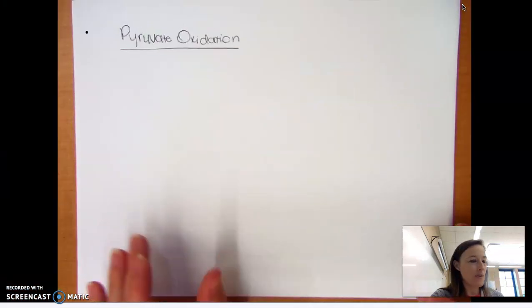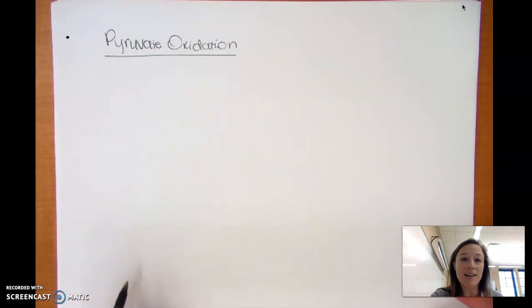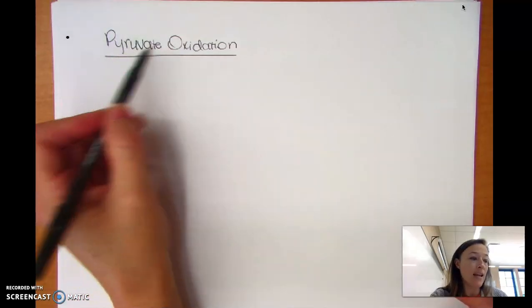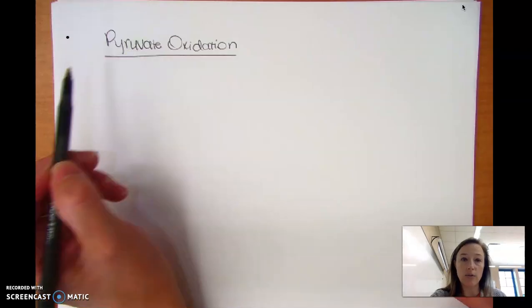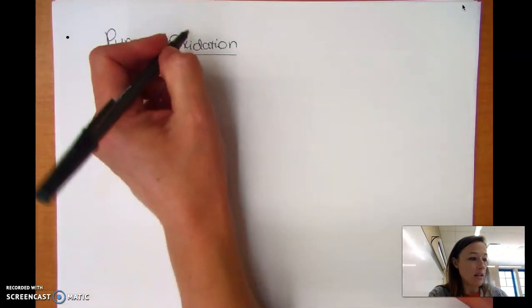Hello, hello. We are back to talk about pyruvate oxidation. The first I can statement is: I can describe the process of pyruvate oxidation. And the name is going to tell you exactly what happens. We have pyruvate, which we made in glycolysis. And if you don't remember that, you might want to go back and watch the glycolysis video.